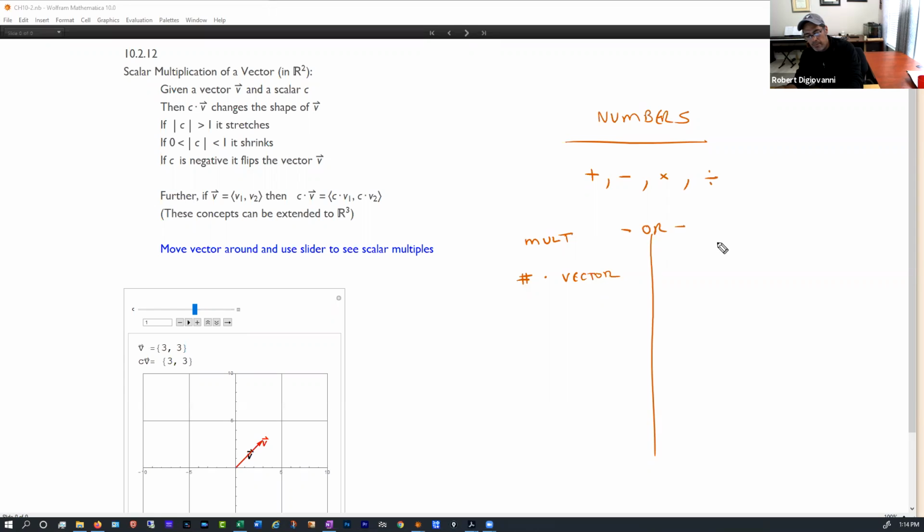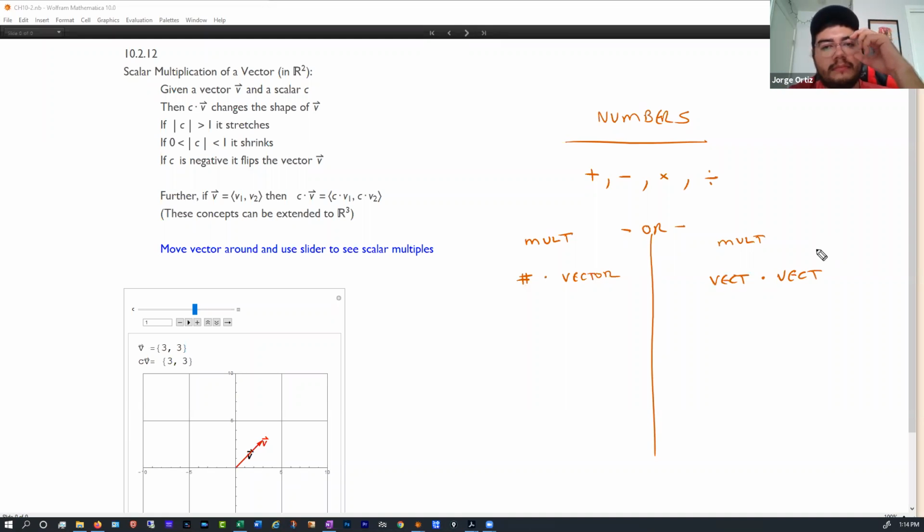Am I doing multiplication where I have a vector times a vector? Understand the difference here, because a vector is not a number. When I say multiplication, you have to understand: are you talking about taking a number and multiplying it by a vector, or are you talking about taking two vectors and multiplying them together? Those are two completely different things. We didn't have that with numbers. Numbers were just numbers. So there's a major distinction that we have to understand here.